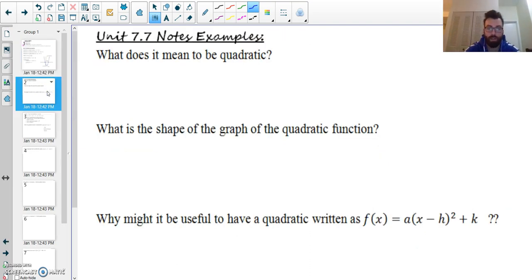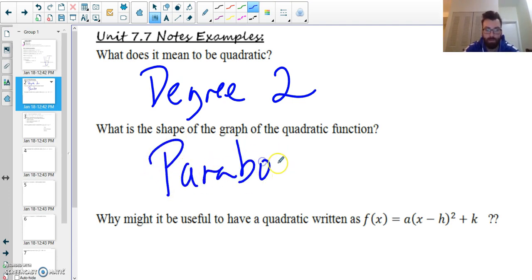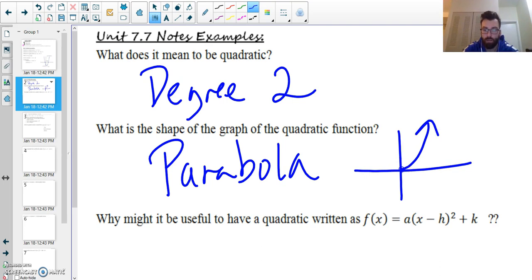What does it mean to be a quadratic? Well, a quadratic is any function of degree 2. The shape of a quadratic, which we talked about before, is a parabola. Remember from our parent functions, a parabola looks like that. It's our U shape that goes through the origin 0, 0.